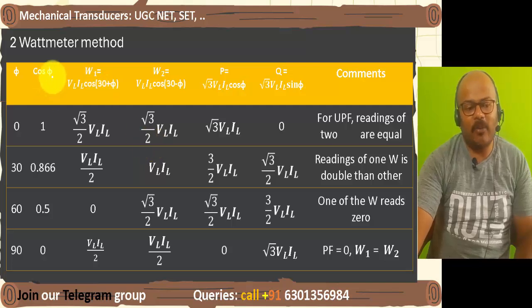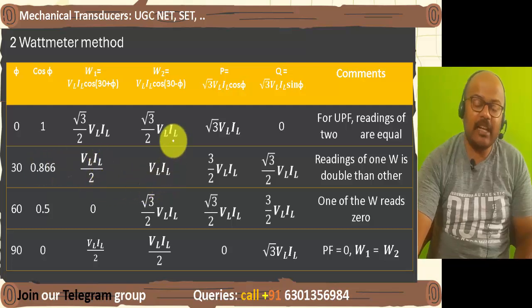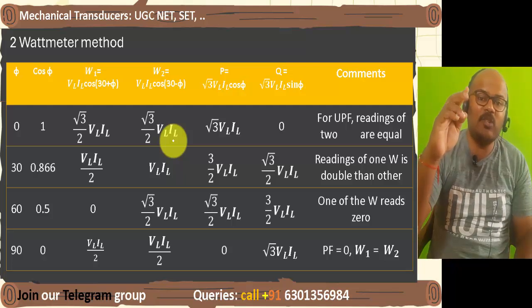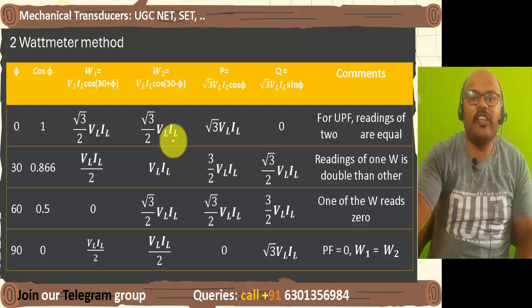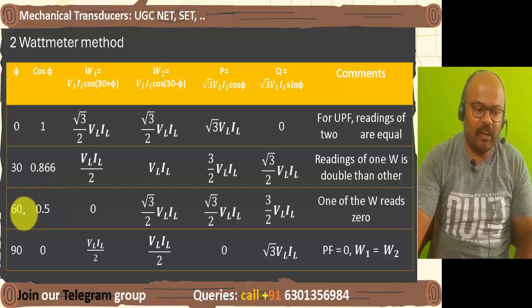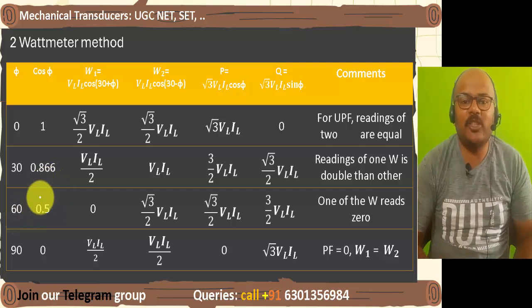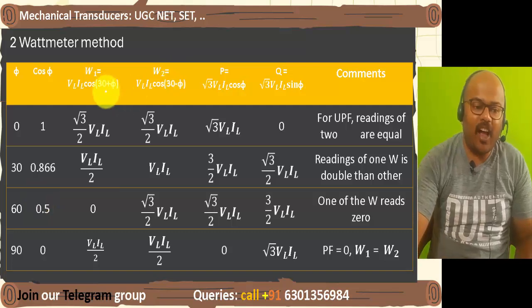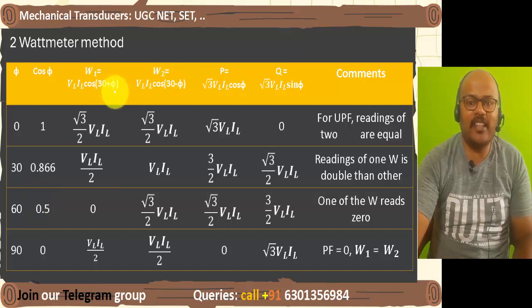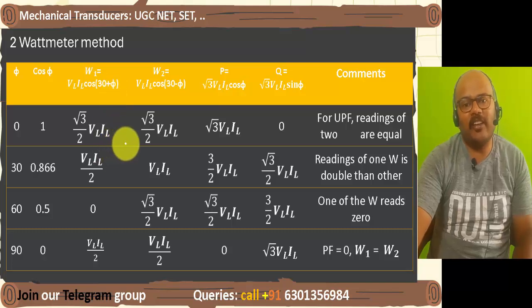But say suppose when phi equals 30, you will be having VLIL by 2. Here you will be having VLIL. Nothing but one wattmeter is going to read double the value of the other wattmeter. Now say suppose when phi equals 60, one of the wattmeters is going to read 0. Why? Cos of 30 plus 60 will be cos 90. Cos 90 is 0. So one of the wattmeters is going to read 0.